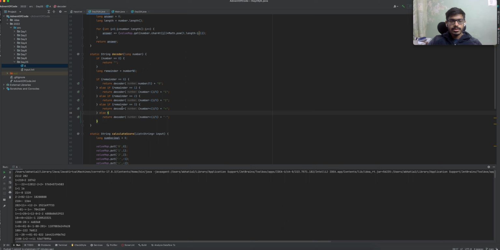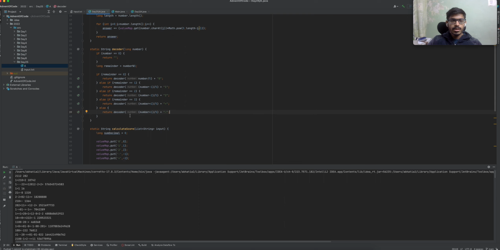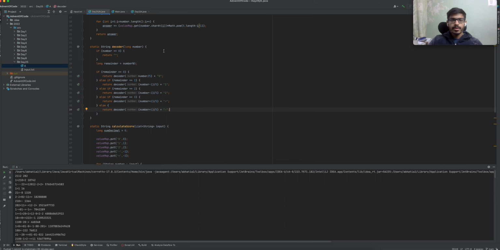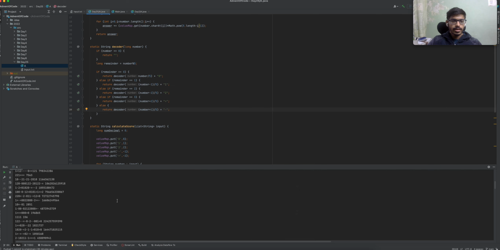And for the last case, remainder is 4, and it is like 10 minus 1. So minus 1 is a normal minus sign, and we are doing number plus 1 by 5. So this will recursively decode that, converting our decimal number to their format. This will give us the final answer.